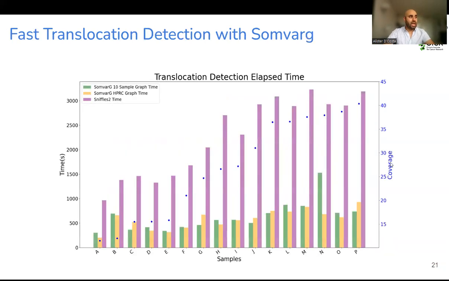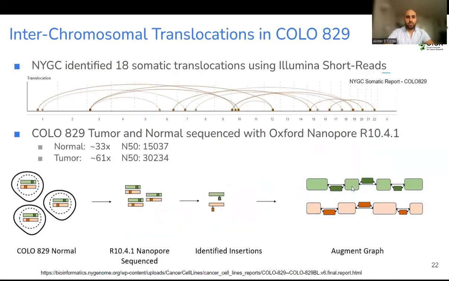When we look at the amount of time that it takes to detect translocations running each of these tools on a single thread, we can see again, SOMVARG is much faster than Sniffles2 as well. So it's able to reduce the number of what we believe to be false positive calls, and do so in a faster time.